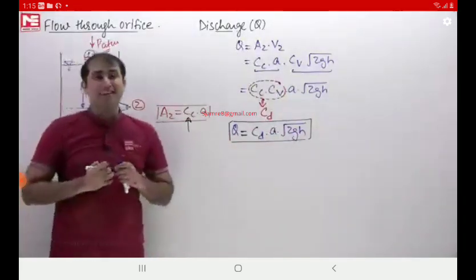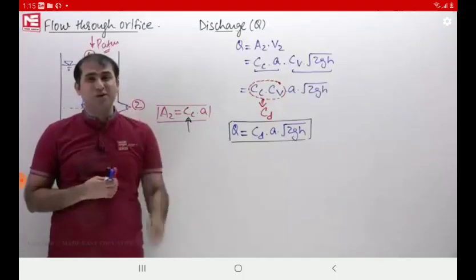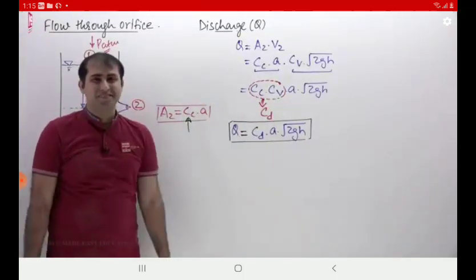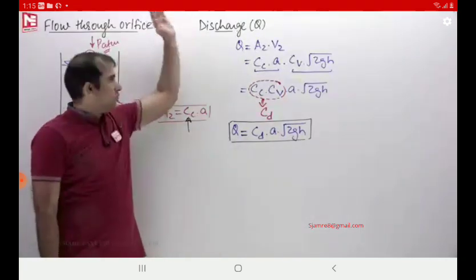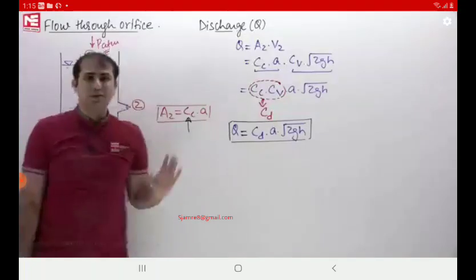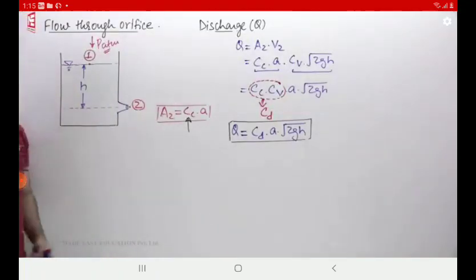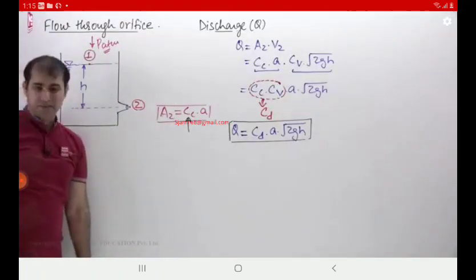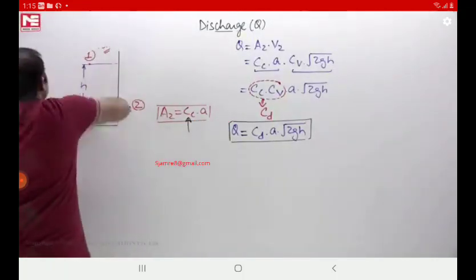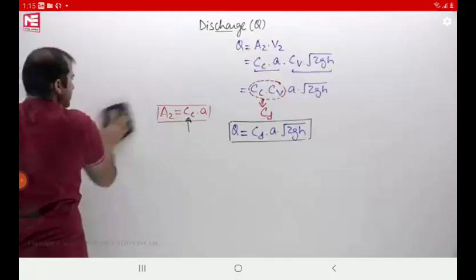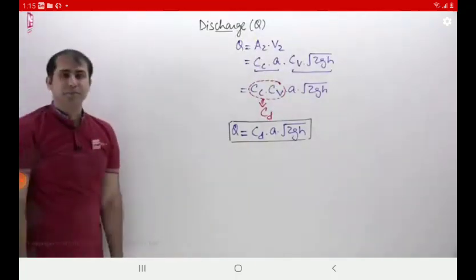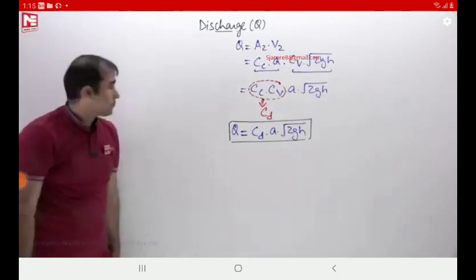So from today onwards, keep this in mind: in cases connected to an orifice, CC multiplied by CV is equal to CD. Now this is your time. Pause your video, my dear, and note down this one. Do it fast, please. Done.